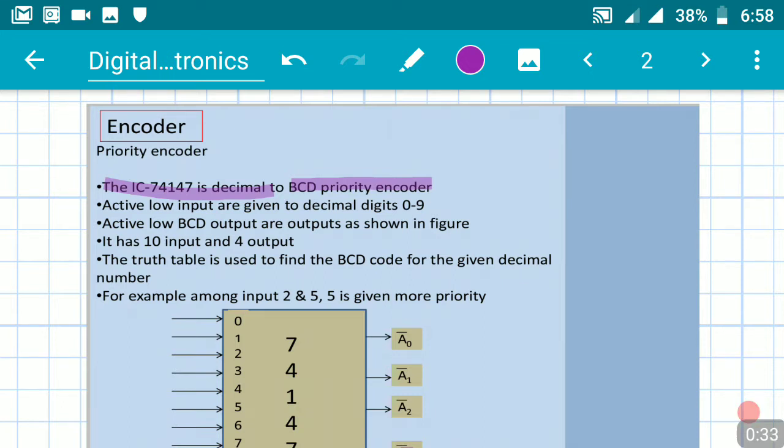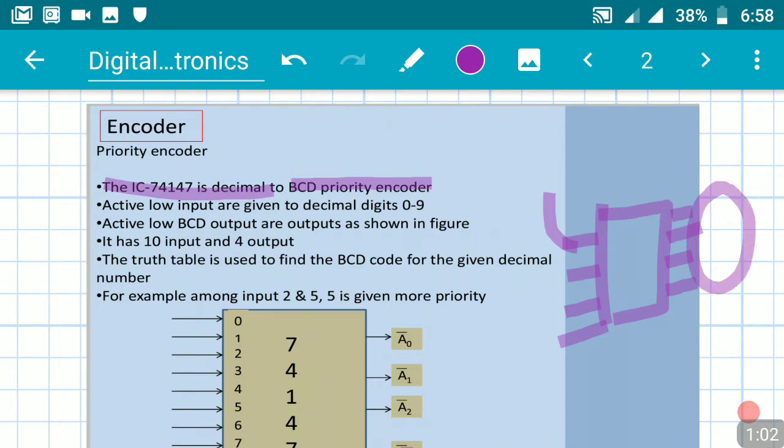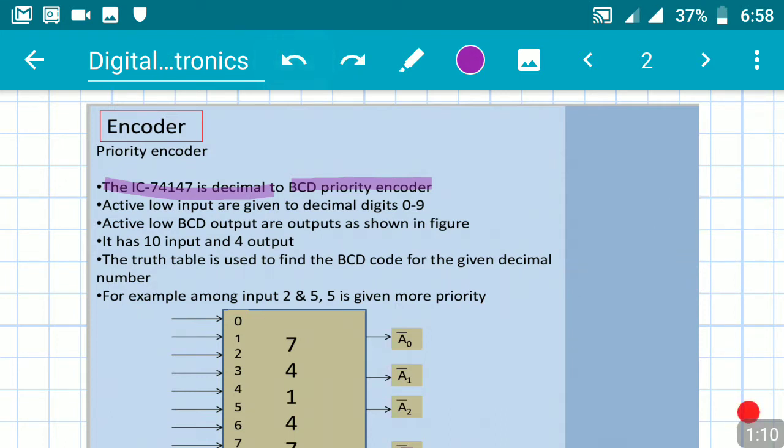between the inputs. Simply speaking, an encoder is an IC which will have a number of inputs, and depending on which input is activated, a particular pattern of output is available. So this is an encoder. Encoder is a combinational circuit which has a number of inputs. Depending on which input is activated, a particular pattern of output is available at the output. This is what the encoder is all about. Fine. So now we shall try to understand what this priority encoder is.